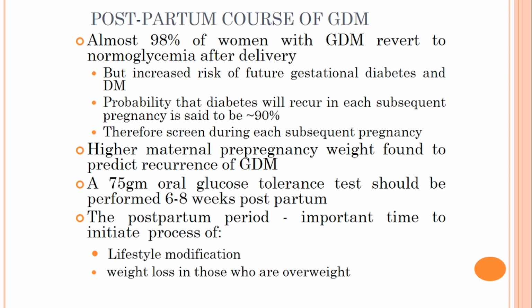People are talking about in 20 to 40 years' time, an appreciable segment of them will come down with diabetes mellitus. The probability that diabetes will recur in each subsequent pregnancy is also as high as 90%. Therefore, a patient with a history of diabetes in pregnancy should be screened again in the index pregnancy. Higher maternal pre-pregnancy weight is also found to be a predictor of recurrence of gestational diabetes.